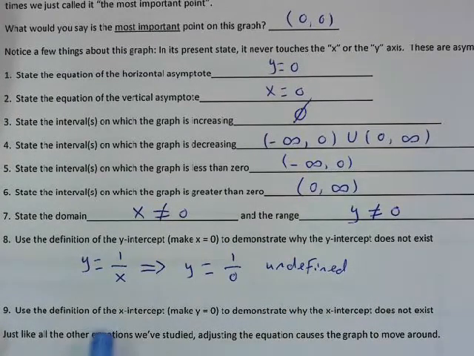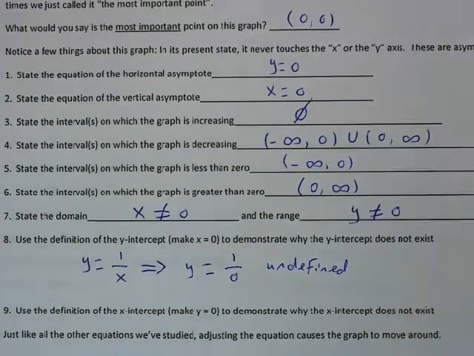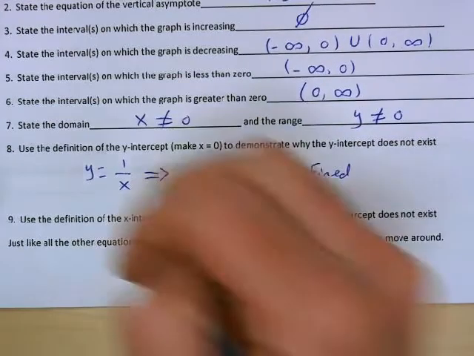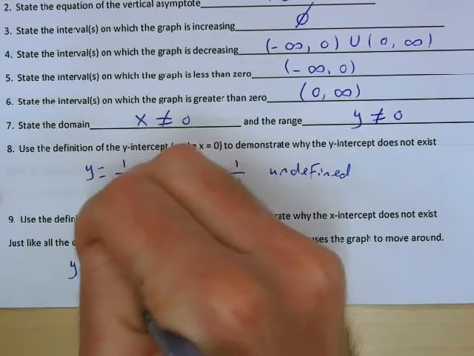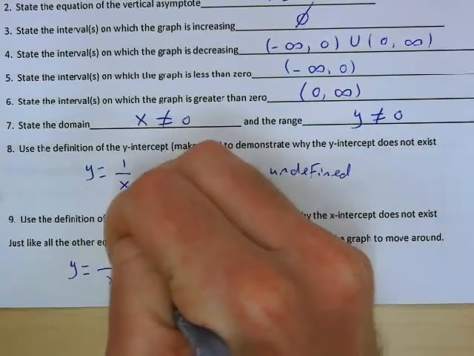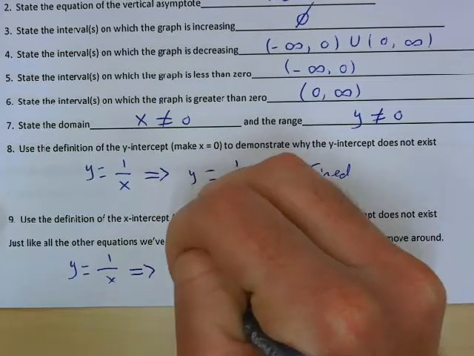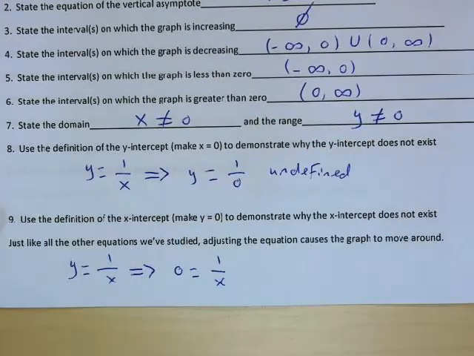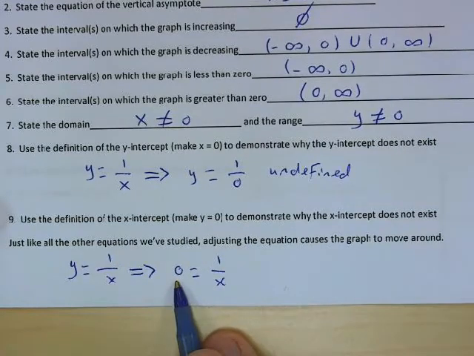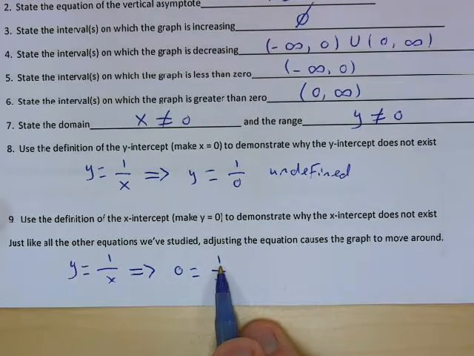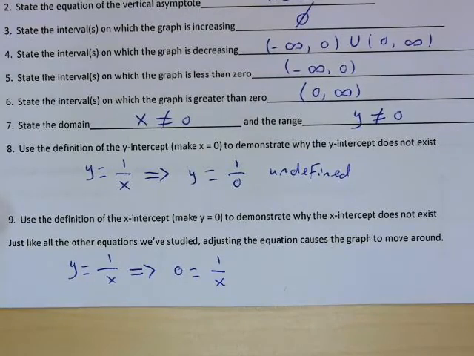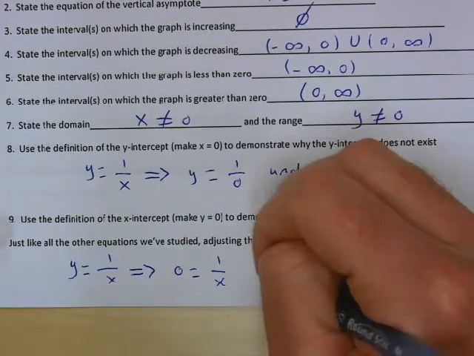Okay, and then it says use the definition of the x-intercept. In other words, make y equal to 0 to show why an x-intercept does not exist. Again, our function is y equals 1 over x. And then if we stick in y is 0, we get 0 equals 1 over x. So, we talked about this in the beginning. When is this fraction going to equal 0? Well, when the numerator is 0. When is the numerator going to be 0? Never. It's a 1. So this simply can't happen.